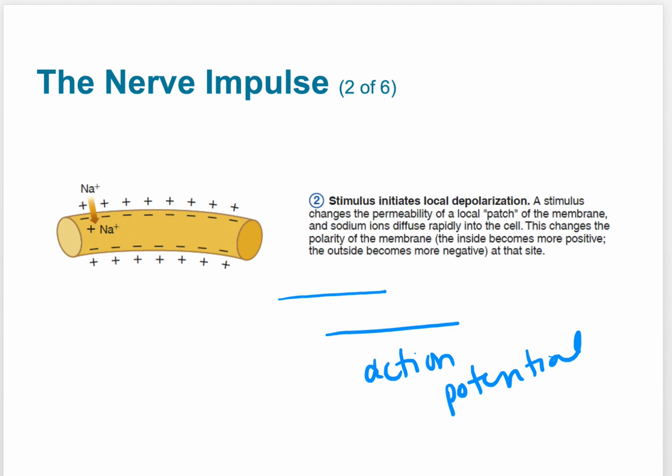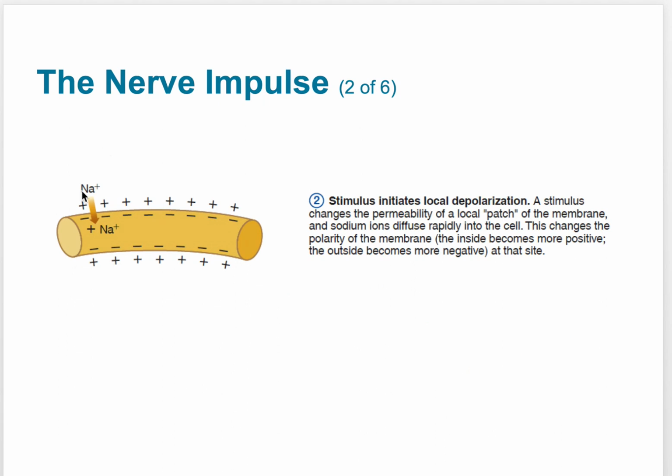And you can kind of see this here. You get some kind of stimulus happening and it causes this flip in charge where you were positive outside, now you're flipping it and getting positive inside, because sodium is starting to rush in. And you're going to get this wave of depolarization down the neuron. So the stimulus initiates local depolarization. A stimulus changes the permeability of a local patch of membrane, and the sodium ions diffuse rapidly into the cell.